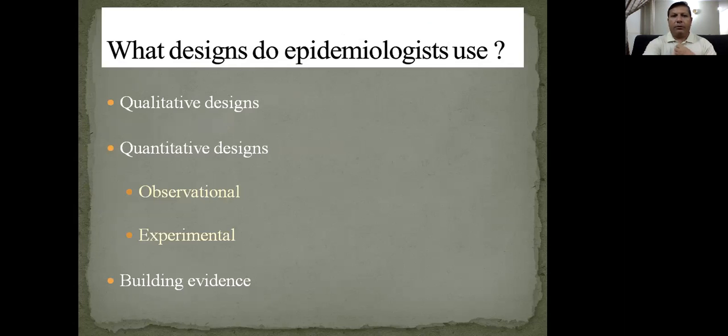Epidemiologists can use qualitative design. Epidemiologists use quantitative design. They can do observational studies. They can conduct experimental studies. And they can also build evidence, for example, that a certain environment in a building is responsible for such a disease. So they have to take this into account.